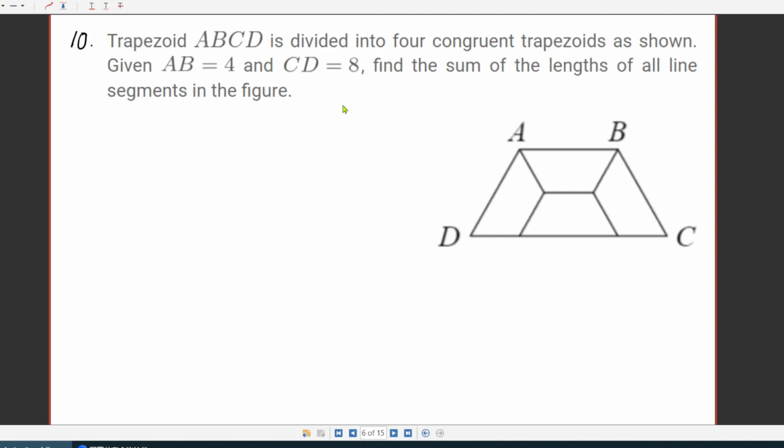Trapezoid ABCD is divided into 4 congruent trapezoids as shown here. Given AB is 4, CD is 8, find the sum of the lengths of all line segments in the figure. Okay, we could let A be the length of the longer base of the smaller trapezoids and B the length of the shorter base.